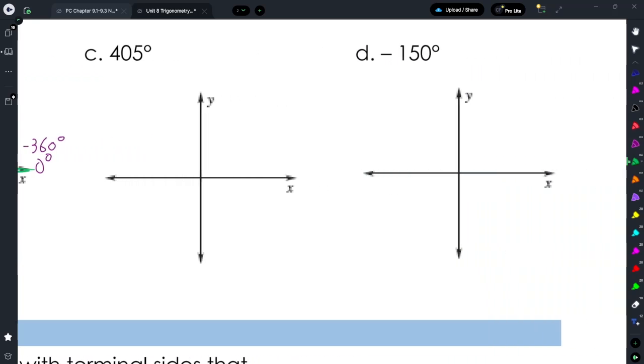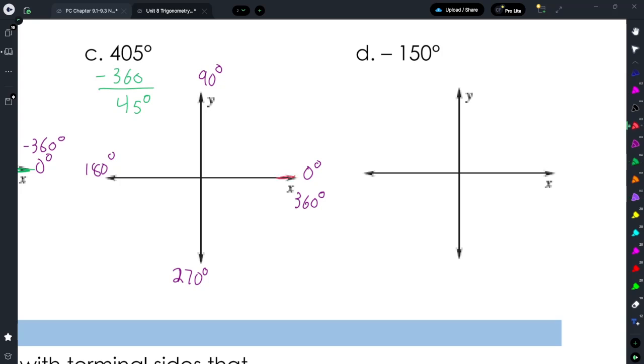Now, with 405 degrees, again, 0 degrees is a positive angle, so 90, 180, 270, and 360 is going to be more than one full circle. But how much more than one full circle? Well, if we subtract 360, that gives us 45. So it's 45 degrees more than a full circle.